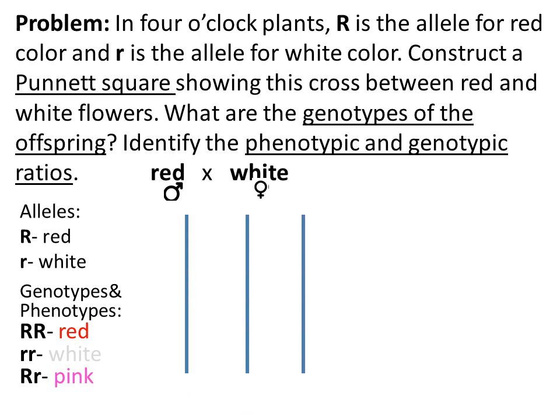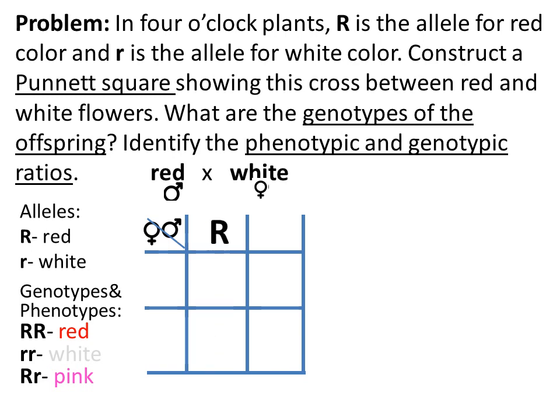Therefore, let's construct the Punnett square. So again, we're going now to assign where we're going to put the genotypes of the female and the male. So let us start with the male, which is red. The genotype is big R. And then for the female, we have small r for white. Let's cross: big R, small r, big R, small r, big R, small r, big R, small r.